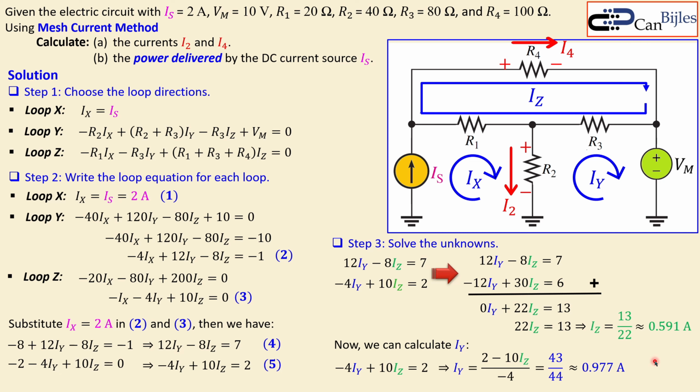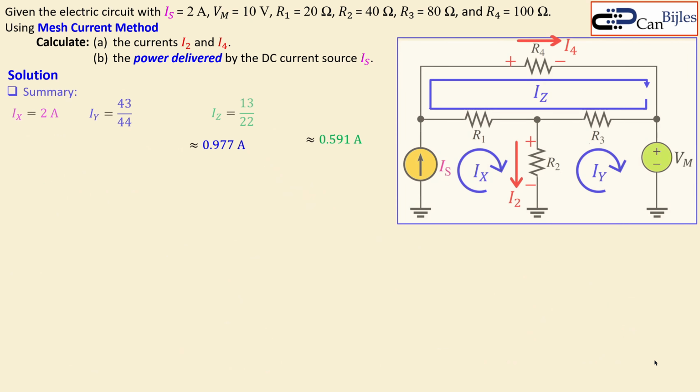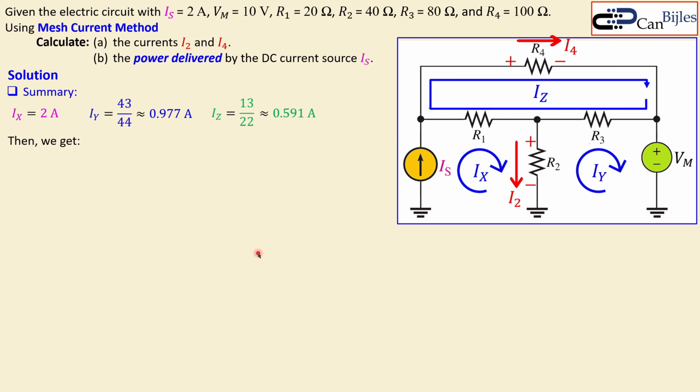Now we have Ix, Iy, and Iz. All three are known. So let's collect them together here. 2 amps, 0.977 amps for the Y, and for the Z, the 0.591 amps. What we wanted, of course, was I2 and I4 and also the power delivered by this current source Is. So then we need to check in our circuit what it means.